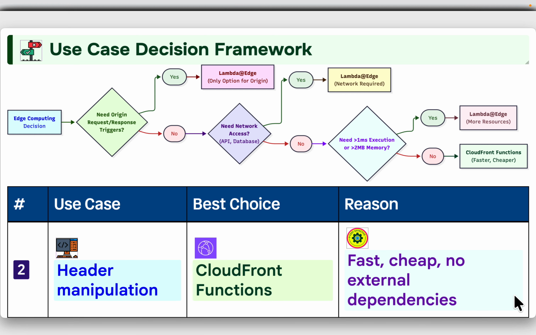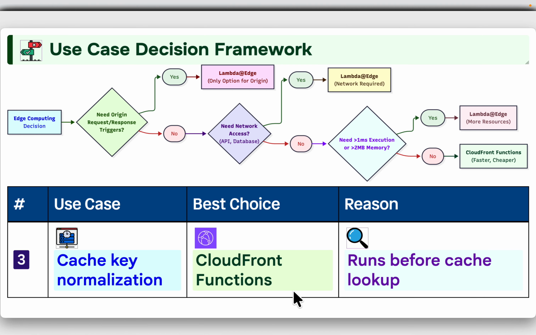Next is the header manipulation. So use CloudFront functions. Adding or removing headers is fast, cheap, and has no external dependency. Then if you want cache key normalization, use CloudFront functions. This transforms the request attributes before the cache lookup happens to improve cache hit ratio.